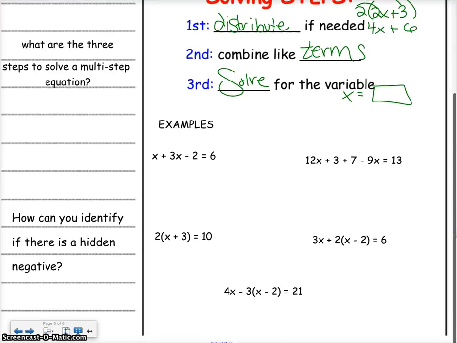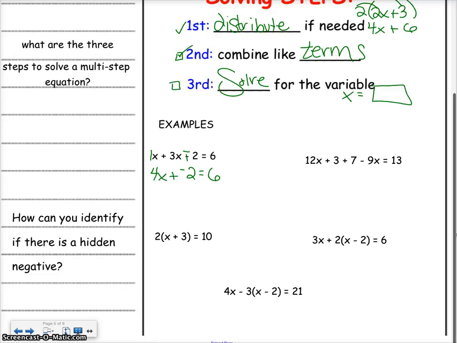I have x plus 3x minus 2 equals 6. I'm going to go ahead and turn my minus 2 into plus a negative 2. I don't need to distribute, so I don't need to do anything there. I can combine like terms, so that's what I'm going to work on right now. 1x plus 3x's, now I have 4x's, plus a negative 2 equals 6. So I combine my like terms, now I'm going to solve.